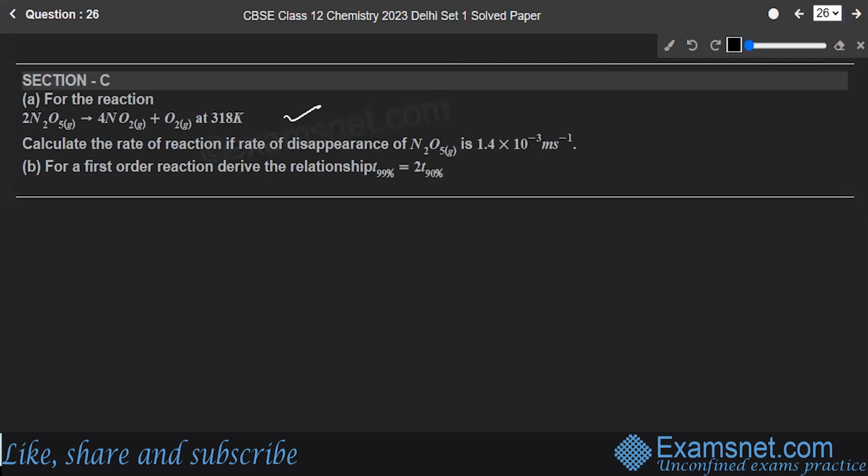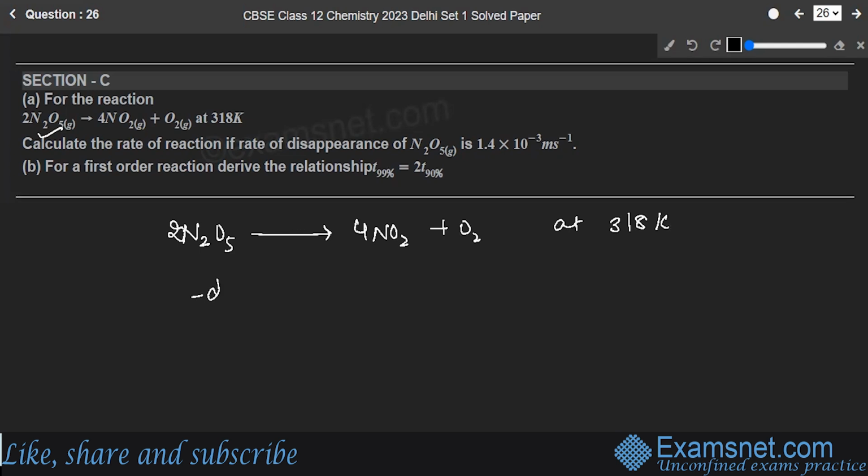For this reaction, calculate the rate of reaction, given the rate of disappearance of dinitrogen pentoxide is this much. This is the B part, I'll talk about that later. First of all, start with the very first part of it. Let's complete the reaction. Question number 26: for the reaction 2N2O5 gives this at 318 Kelvin, you have to calculate the rate of reaction. So let's write down the reaction once. You have 2 molecules of N2O5. It gives you 4NO2 plus oxygen gas at 318 Kelvin.